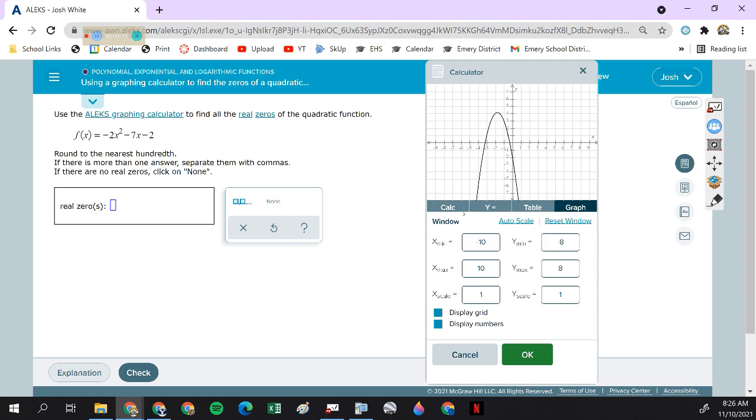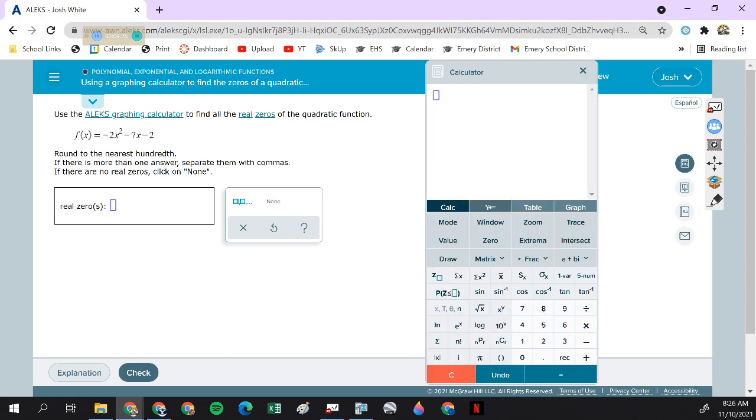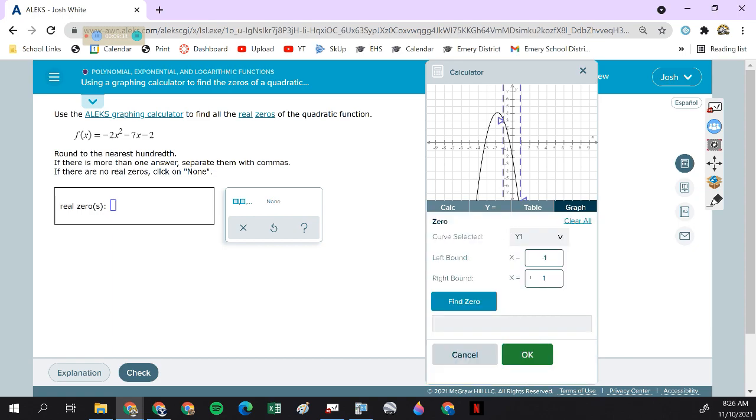Okay. So I have that same graph. I want to find the roots. So I'm going to push calc. Nope. Graph. Zeros. So left bound, negative 1. Right bound, 1. Find the 0. There we go. Okay, and then to find the other one, left bound, negative 4. Right bound, negative 2. And then find the 0. So this one would be negative 3.18 or negative 3.19, because we'd have to round that 8 up to a 9.